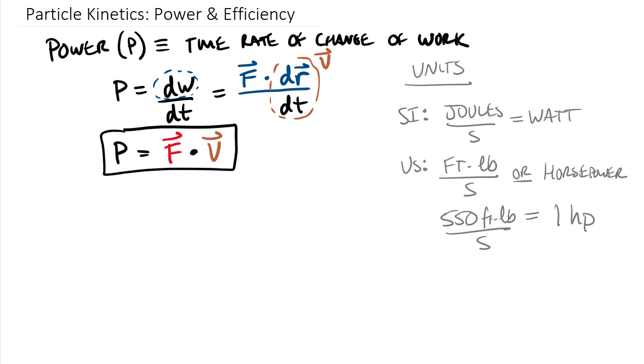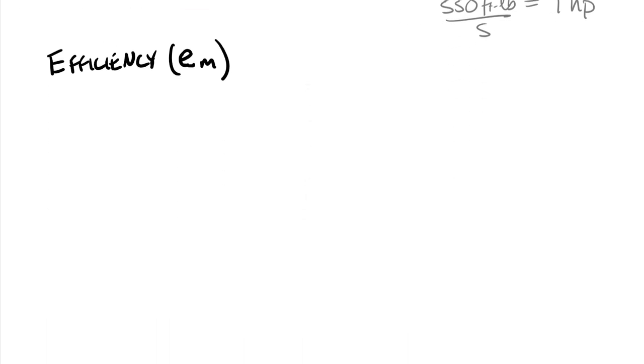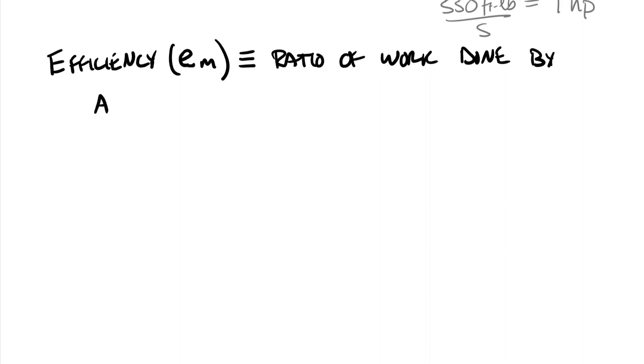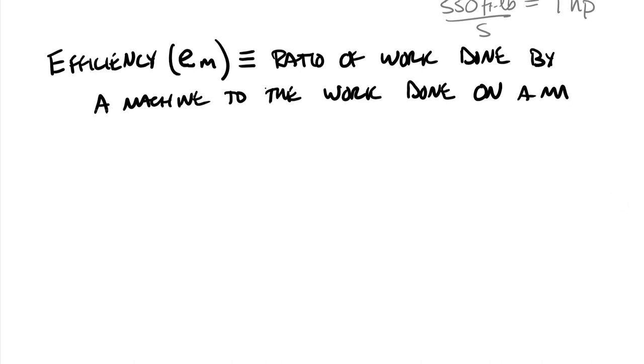So that's power. Next, looking at efficiency. For efficiency, we tend to use a small letter e sub m. The m comes in because it's mechanical efficiency. There are other types of efficiency. So e sub m is defined as the ratio of work done by a machine to the work done on a machine in a given time.